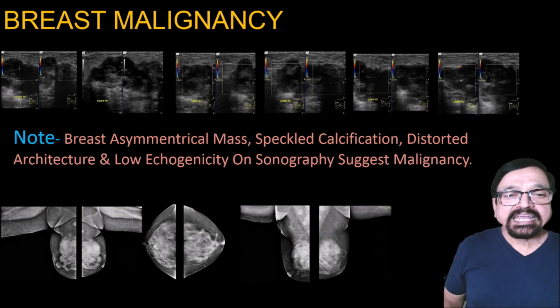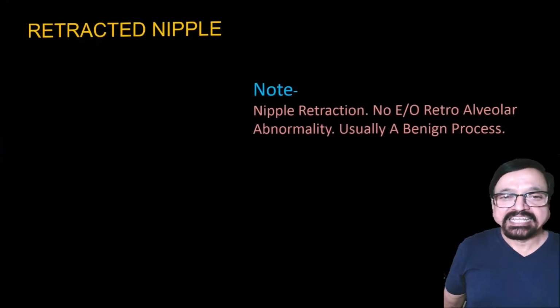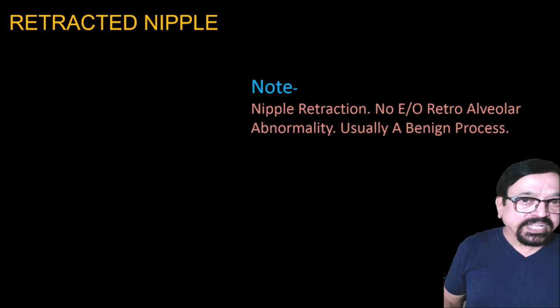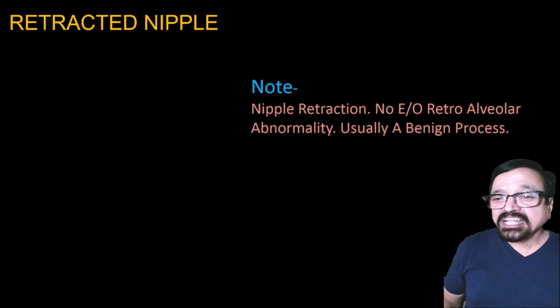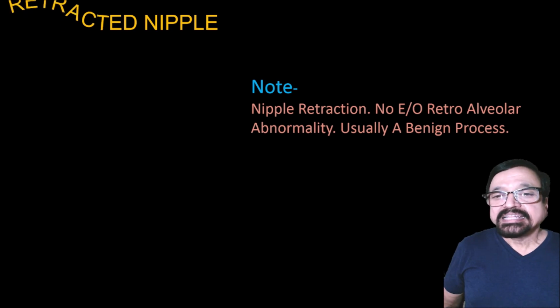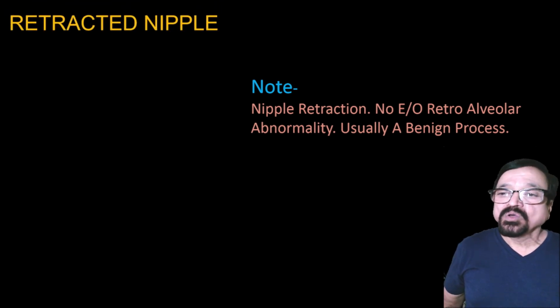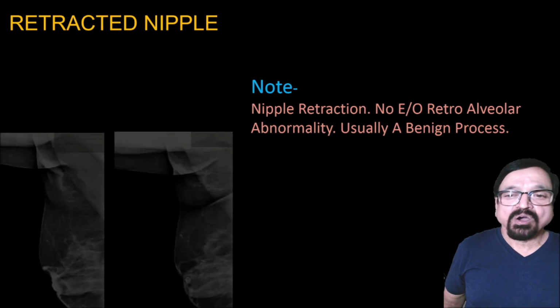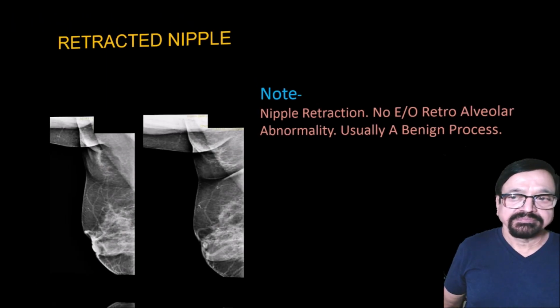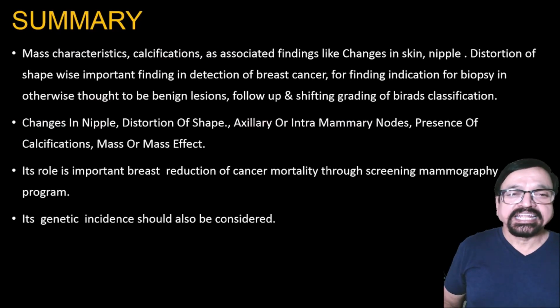Now here we are seeing breast malignancy films. Asymmetrical mass, speckled calcification, distorted architecture, low echogenicity, and findings suggestive of malignancy. Now let us come to the retracted nipple. Nipple retraction has multiple causes. It can have a retroareolar abnormality or not. So that needs to be seen.